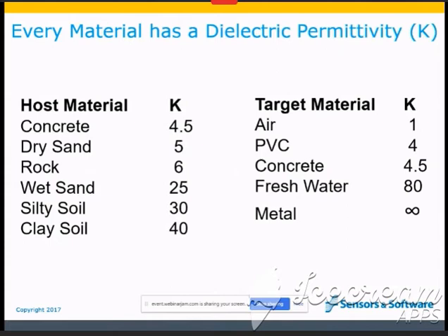80. The two extreme materials in this range are air at 1 and water at 80. Everything else is in between. PVC is 4. Dry sand is 5. Rock is 6. Silty soil is 30. And clay soil is 40.